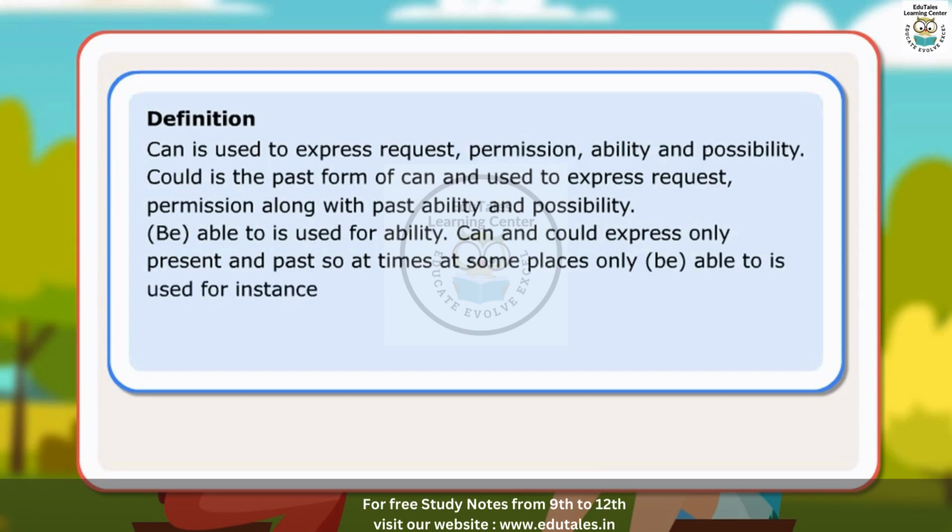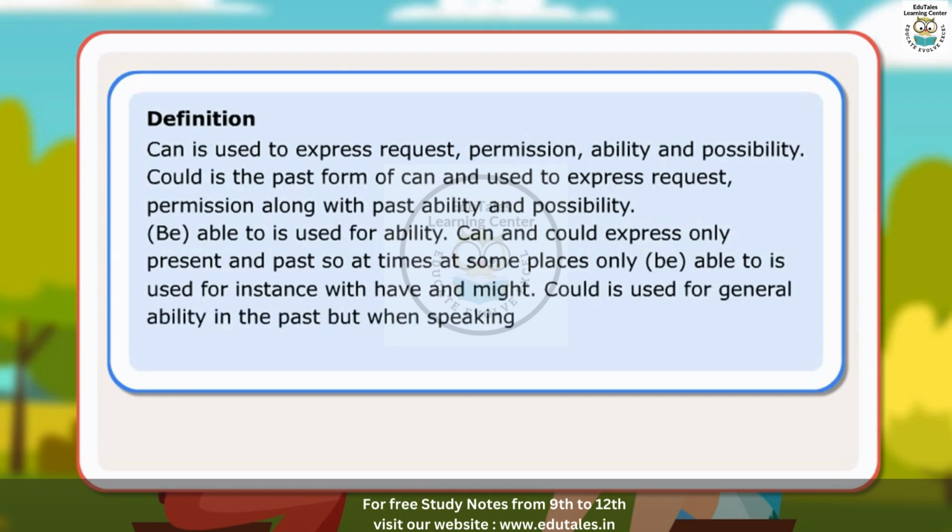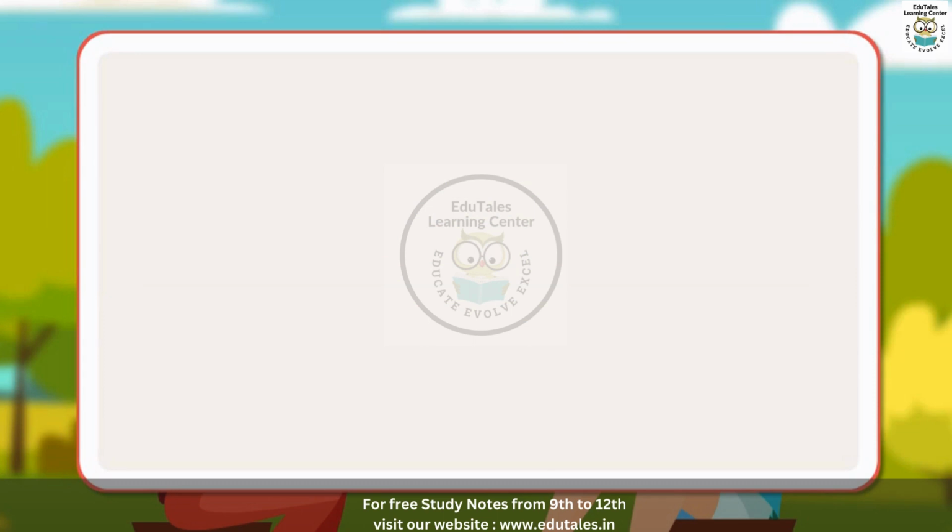For instance, with have and might. Could is used for general ability in the past, but when speaking about a particular situation, be able to is used rather than could. Let us look at a few sentences.